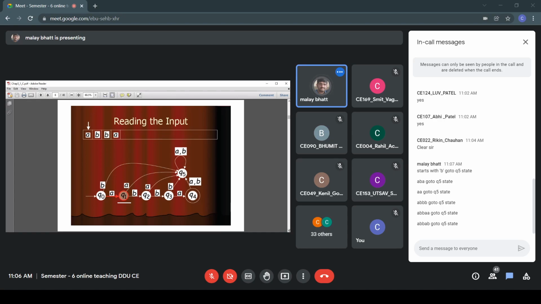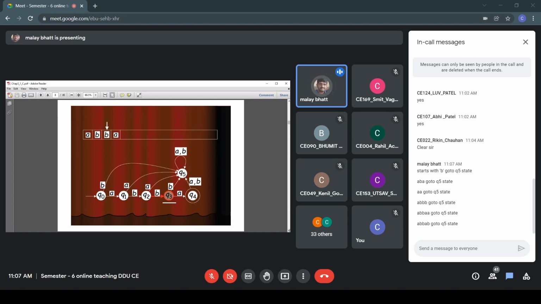Now from Q1, when I encounter symbol B from the input, we'll go to the Q2 state. So Q2 will be the current state. I have highlighted it with a horizontal sign. Now from Q2 on input symbol B, we get the Q3 state, the current state.